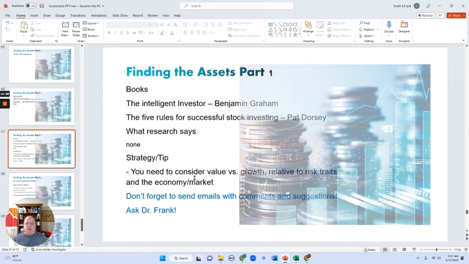But relative to the risk traits and the economy and market, your risk traits, you might consider all in one, all in the other, or a combination. I think it's something to consider every time I form a portfolio. I'm trying to find assets.